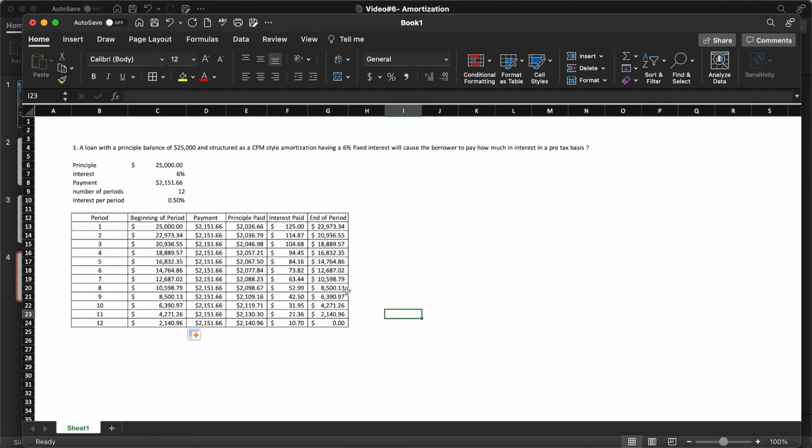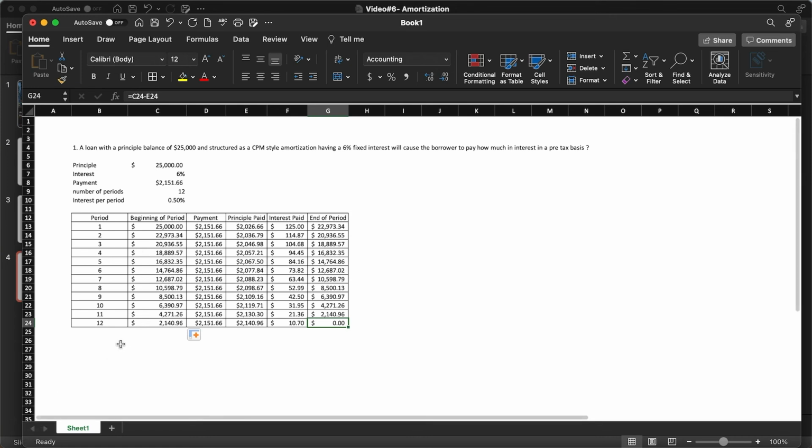So as you can see, the principal that we pay starts to go up with each period as our interest starts to go down. And then at the end of the period, in period 12, we hit a remaining balance of $0. And that is basically your check. If at the end of the life of the loan, you don't have a zero, then that means you either underpaid or overpaid. So this is a good check to make sure you amortized correctly.